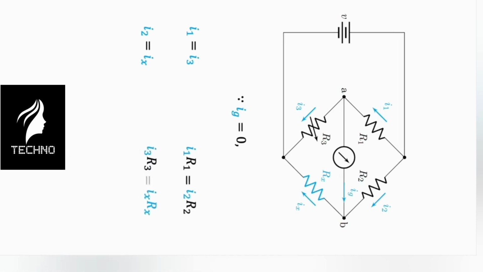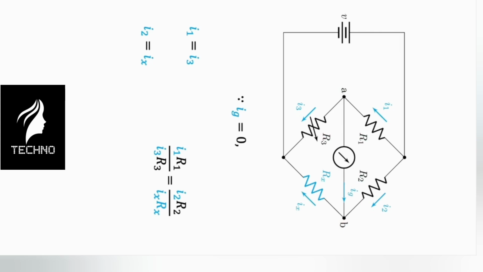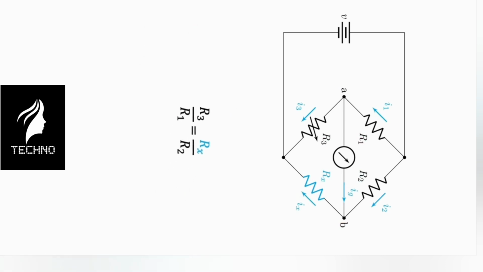Let's divide those two equations by each other and flip them over to solve for Rx. I1 is equal to I3, and I2 is equal to Ix. So we get this equation relating the 4 resistors, allowing us to solve for Rx. This becomes R2 times R3 over R1.